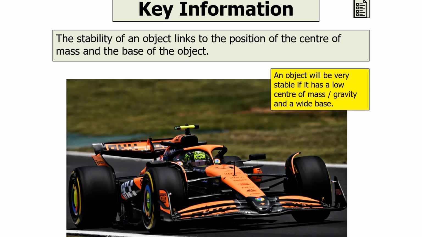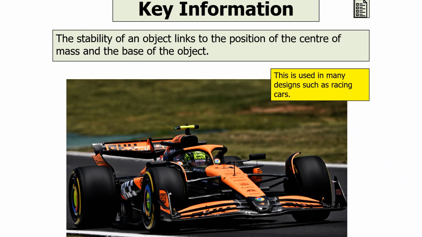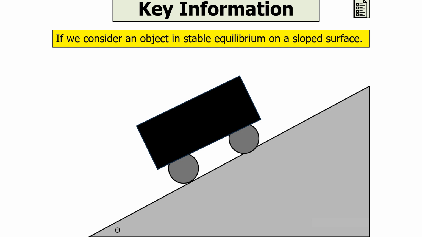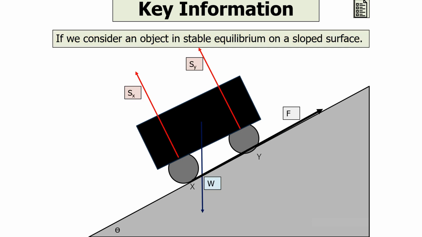So an object will be very stable if it has a low centre of mass or gravity and a wide base, and this is used in many designs such as racing cars. Now if we consider an object in stable equilibrium on a sloped surface, we can consider the following forces acting on the object. We have our normal contact forces for X and Y, the two wheels.